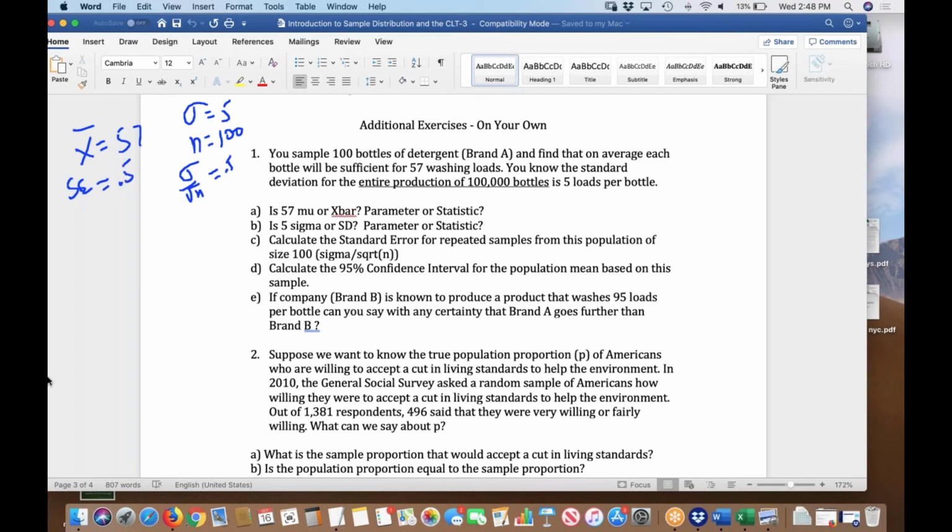Okay, so in other words, let's think about this. That suggests that if this is really the true sample mean, and the true population mean is 57, then I would expect that 95% of my results to be within 2 standard deviations, or between 1 washing load of the mean 57 that we got from our sample.